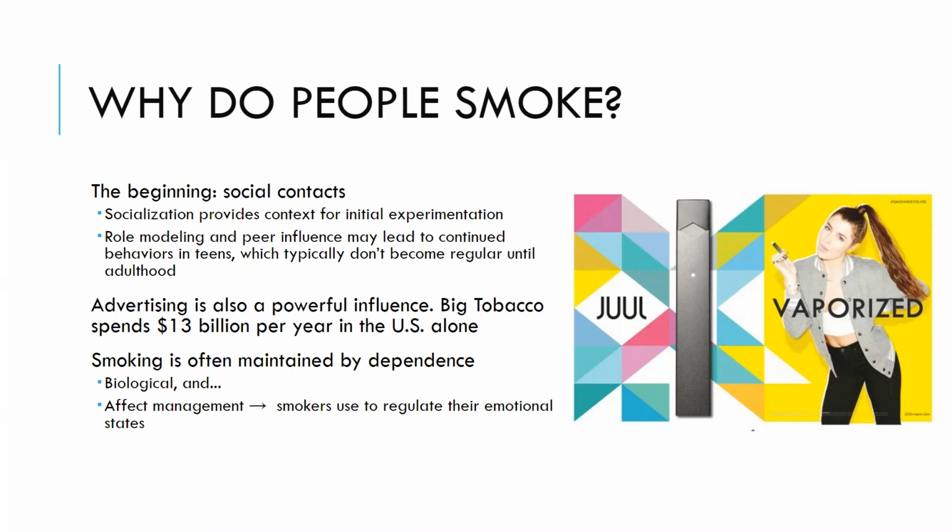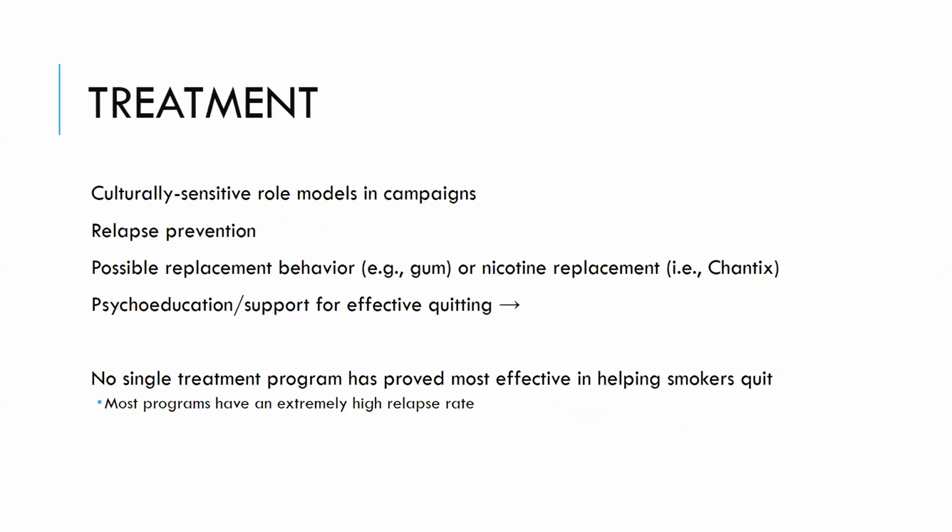Biologically, smoking ends up being maintained through dependence. So going back to that biomedical model that we talked about earlier. Beyond that, there are also some psychosocial elements in that smoking helps people regulate their emotional states. Many people who are dependent on the drug have a difficult time staying calm in situations, or just regulating themselves over the course of the day without using.